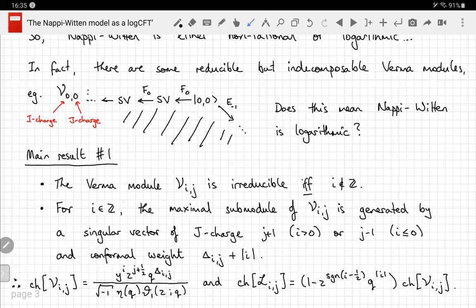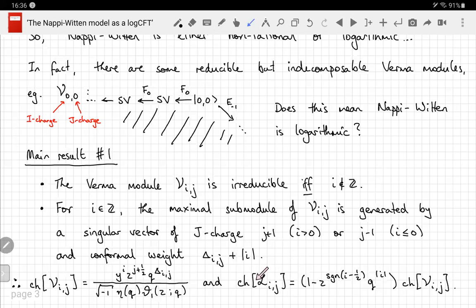And if I is an integer, then we can identify the maximal submodule precisely. So it's generated by a singular vector, and we can tell you what its j charge is, it's either this or this, and we can tell you its precise conformal weight. And because we can tell you this, that means we can write down not only the character of the Verma module, which is easy because it's freely generated, but we can also write down the character of its irreducible quotient.